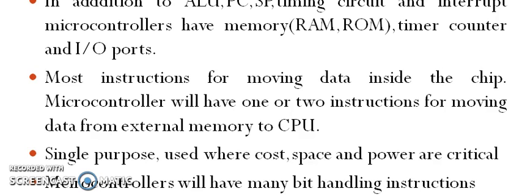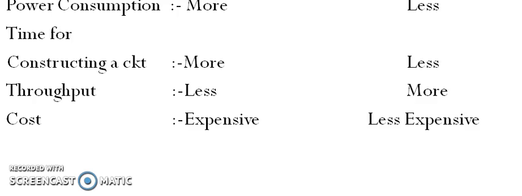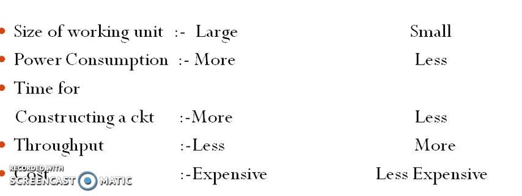Compared to microprocessors, microcontrollers will have 1 or 2 instructions for moving data from external memory to the CPU. And microcontrollers will have many bit handling instructions too. Now let us see a comparative chart between microprocessors and microcontrollers.